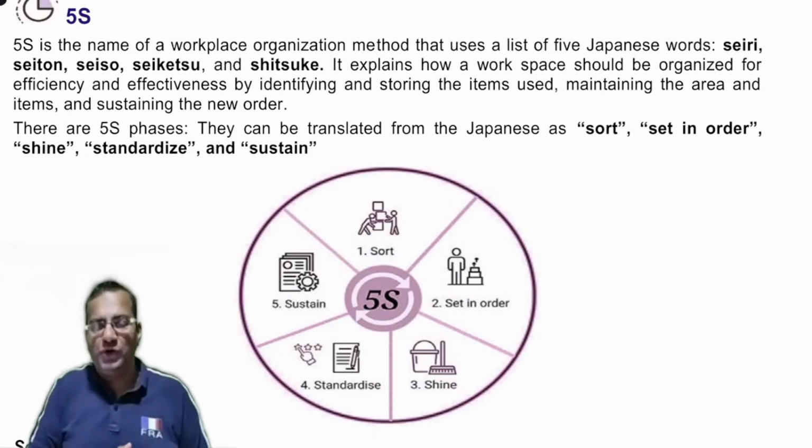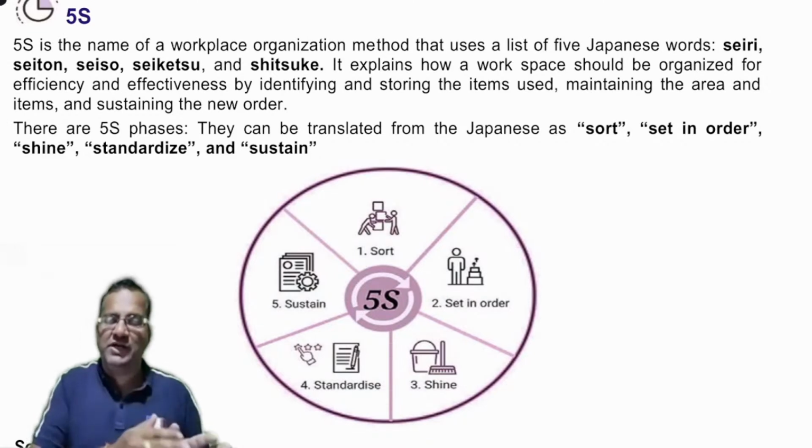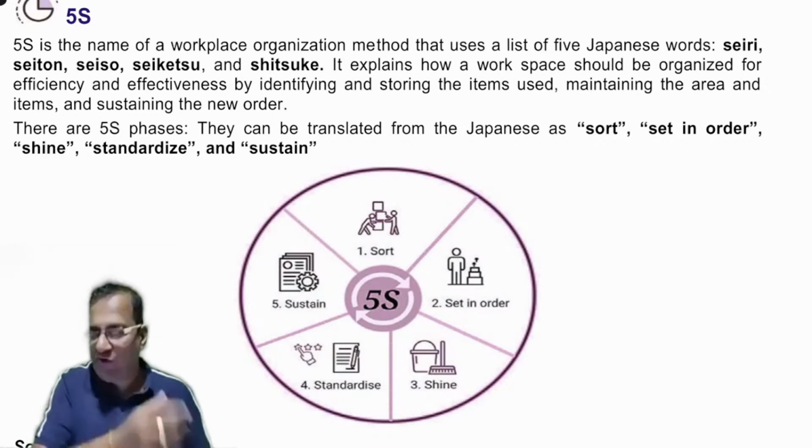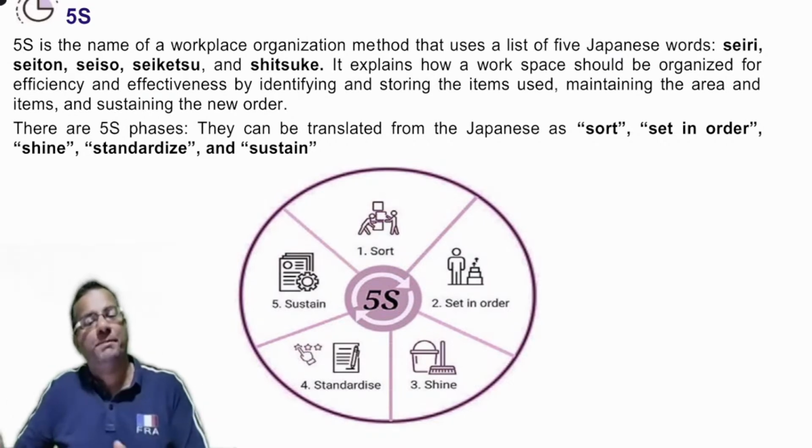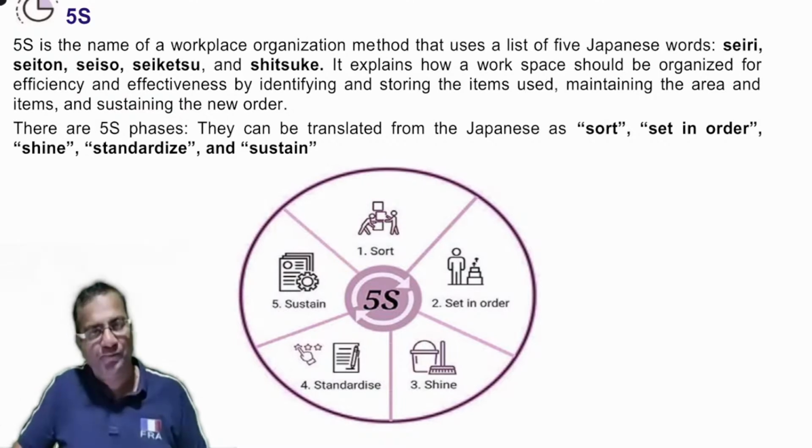It depends on the location. If you are in the office, then it can be tools and files, documents, etc. If you are in the factory space, it can be equipment, tools, raw material, etc.